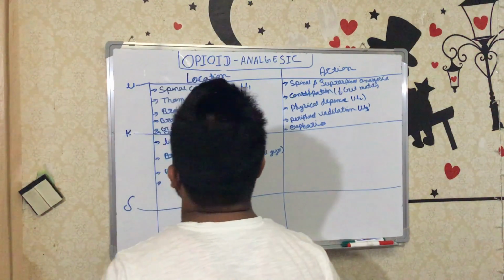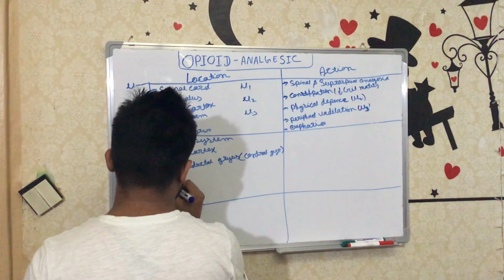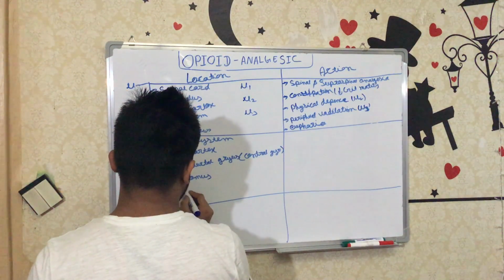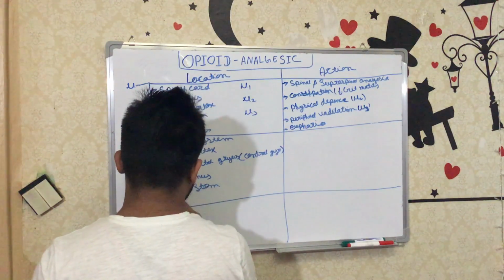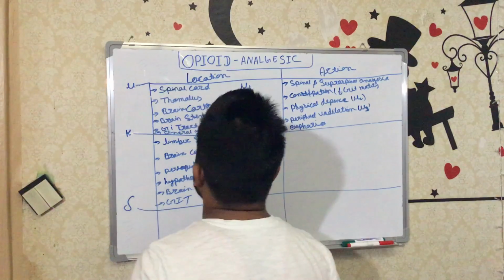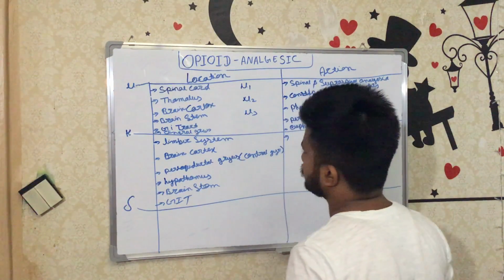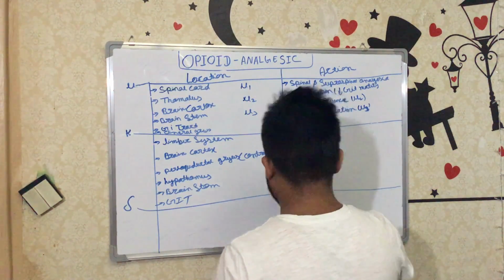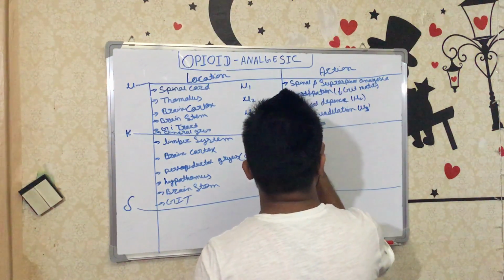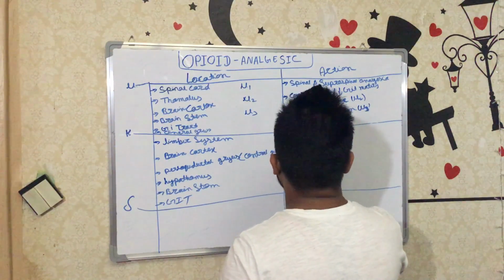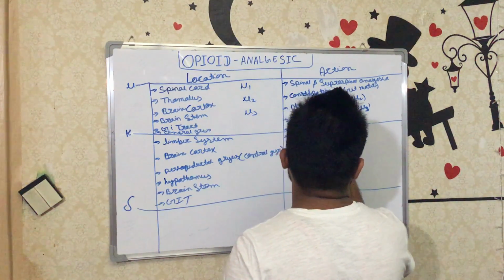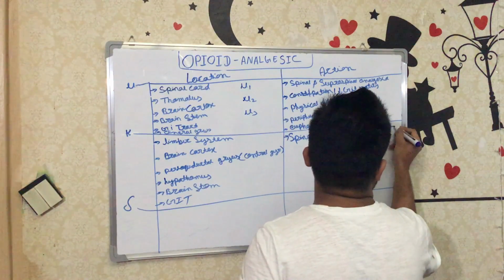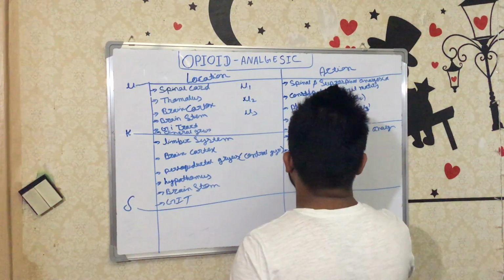Then limbic system, brain cortex, and hypothalamus, then brainstem, and GIT as well. So what could be the effects? The first effect is, as said, spinal and supraspinal analgesia. Then the same constipation.